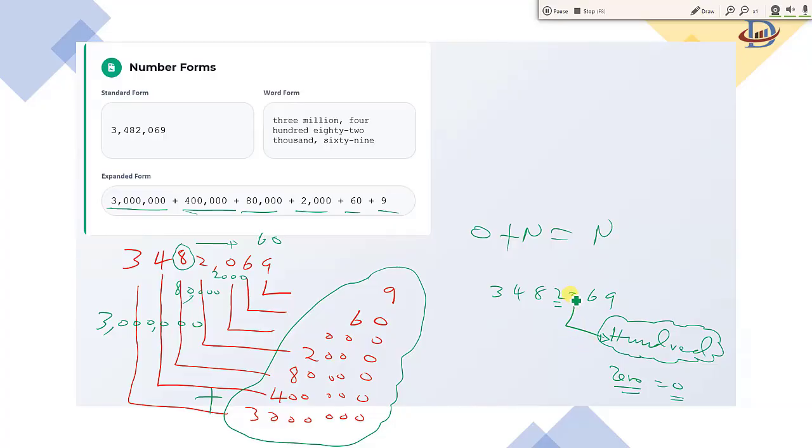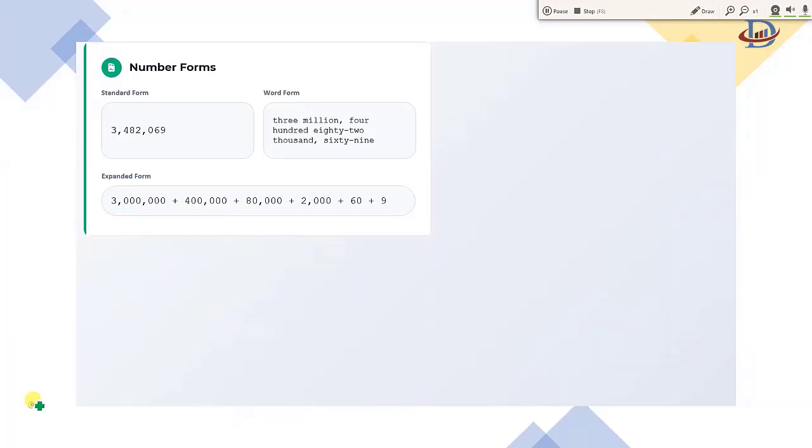Without this 0, we cannot say this is 2,000. If you remove this 0, then it will be 269. But by adding 0 over here, this becomes 1,000. So it makes the value 10 times bigger compared to the previous position. So don't forget that important concept.